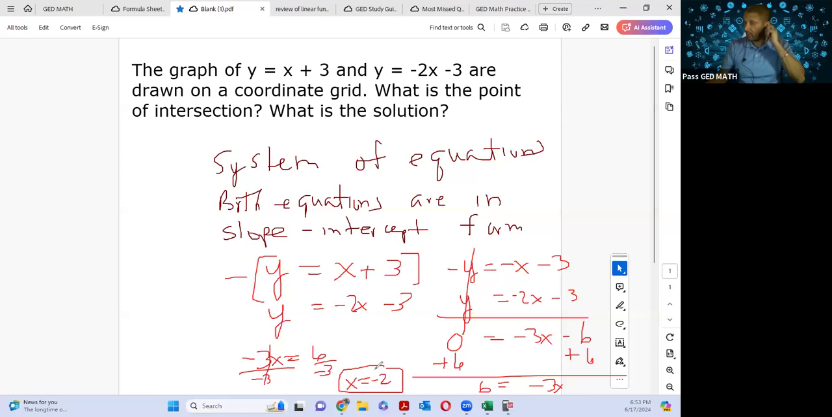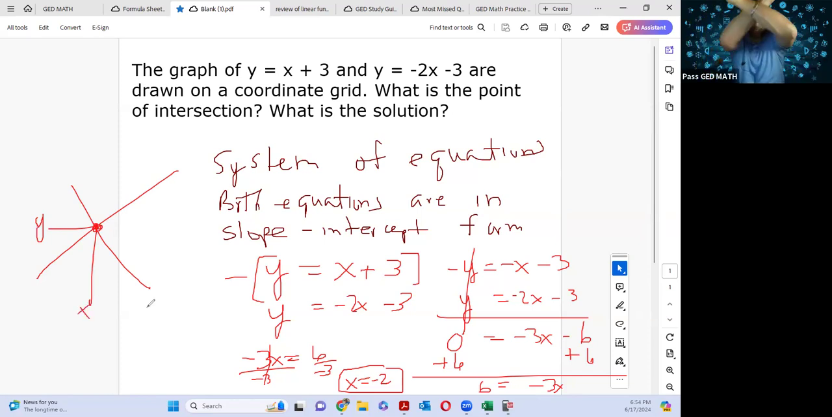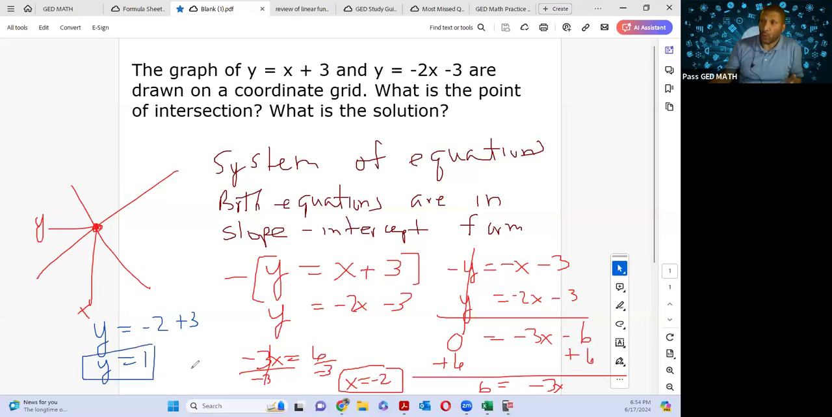You are not finished. Remember, they're asking for the solution. When these two lines cross, they're looking for this point. You've got an x and you've got a y. The solution of any system of equations is where the two lines cross. Here, we eliminated one of the variables. X is minus 2. I'm just going to plug it into the first equation because it looks pretty simple. Y equals minus 2 plus 3, so y equals 1. Since x is minus 2, y is 1. The point that solves this system of equations is minus 2, comma 1.